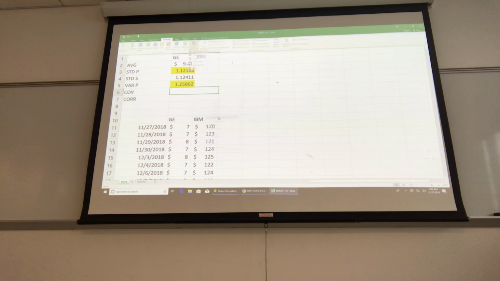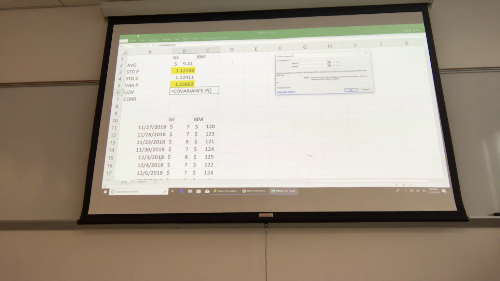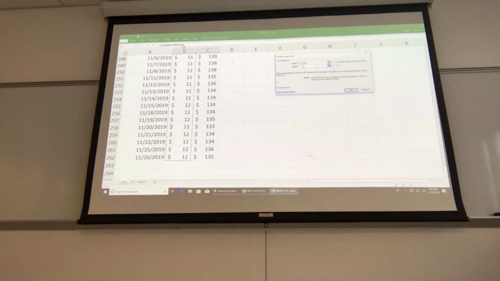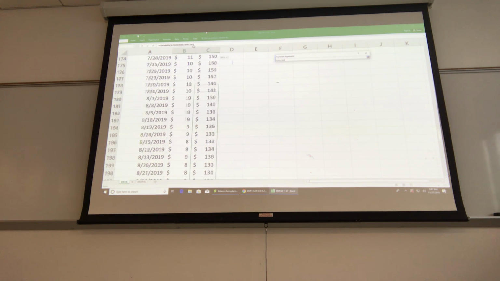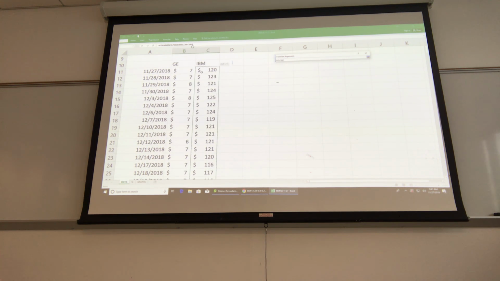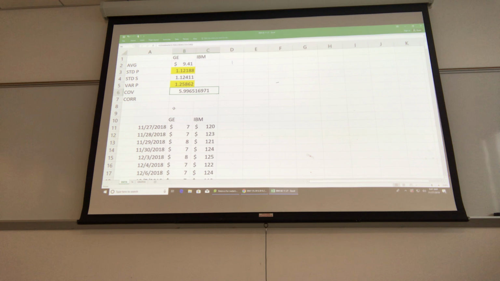Covariance of the population. Covariance of the population says how General Electric changes together with IBM. Before I click OK, I check to see, do I have exactly the same ranges? And if I do, I click OK. And this is my covariance.